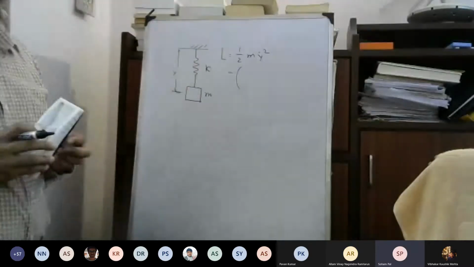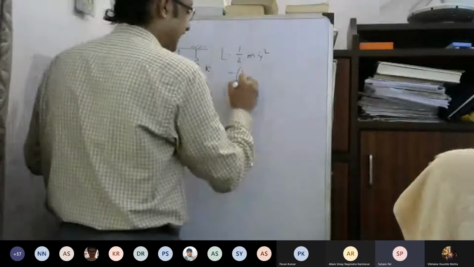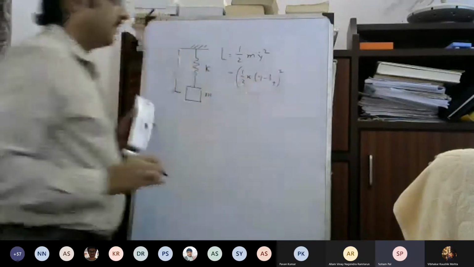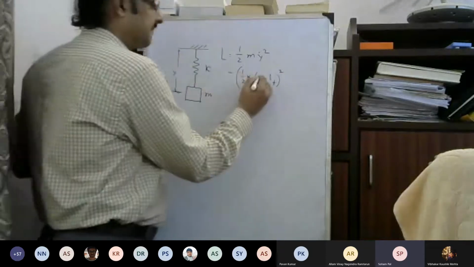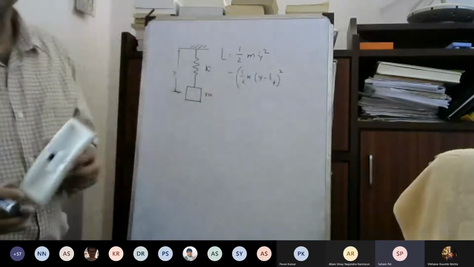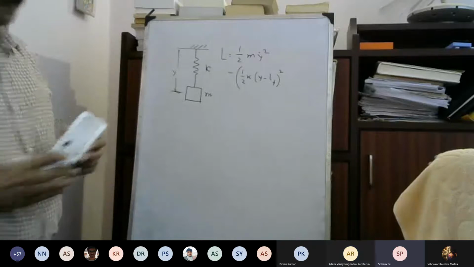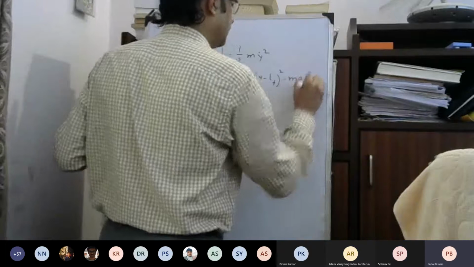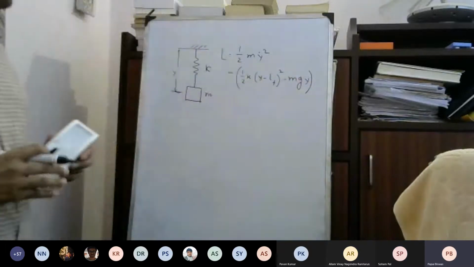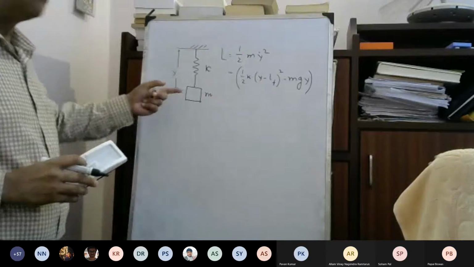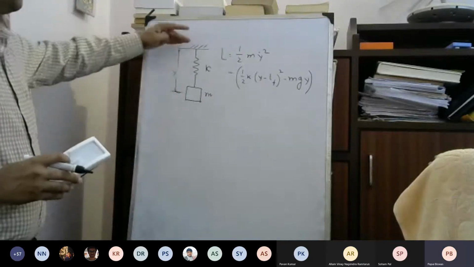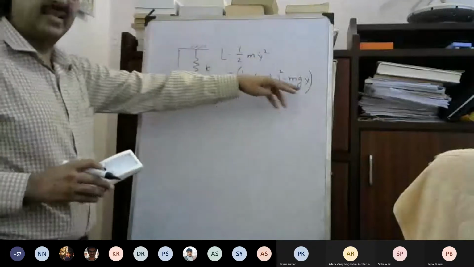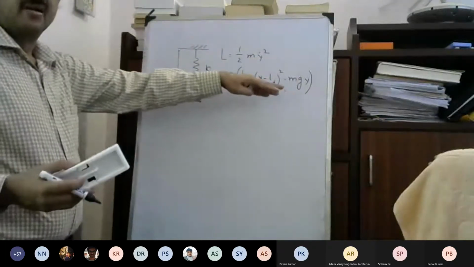Half k y minus the free length L_F of the spring, and minus mg times y minus L_F. Why y minus L_F? If I assume this as y minus L_F, you can take any, it doesn't matter. But why did y minus L_F come into your mind?